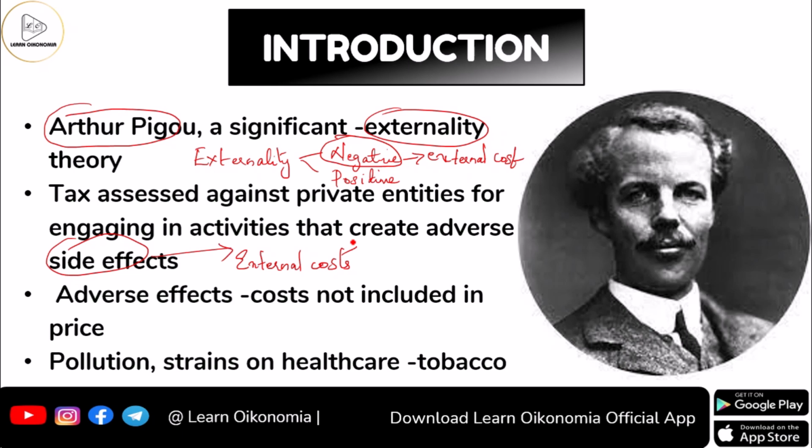To give you some examples related to negative externality, it would cover the pollution levels in the economy. It would cover the strain created on healthcare as a result of tobacco consumption. It will cover something called passive smoking, etc.